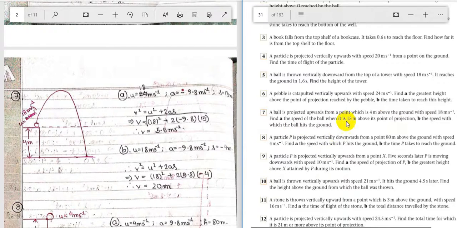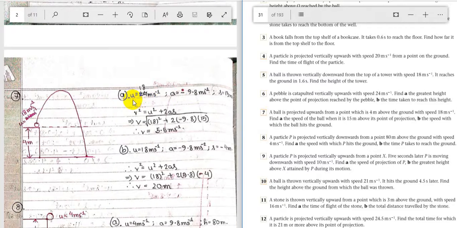So in part A, it wants you to find the value for the speed when it's 15 meters above the ground. So like this, let's imagine this is the 15-meter line. From this point to this point is the 15-meter gap. It wants you to find the speed of the ball when it is at this exact position. It has given you the information like the initial velocity with which the ball was thrown upward, that is 18 meters per second. The ball was actually 4 meters above the ground, and this is all that is given in your question. And the question is about double motion, so the acceleration would be negative 9.8 meters per second squared.